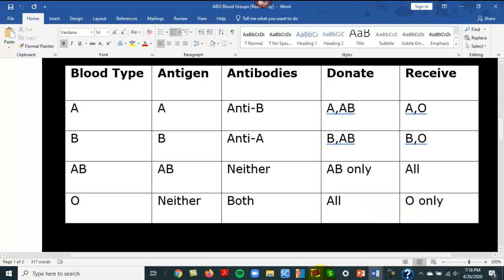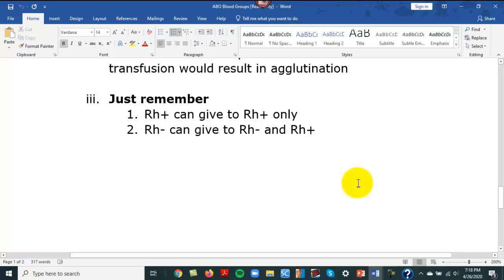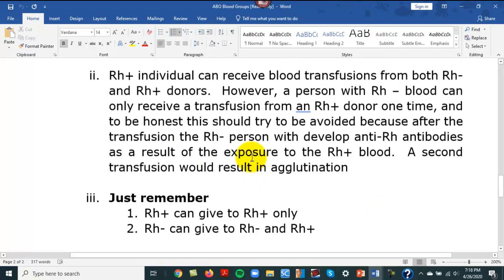Who can you receive from? Unfortunately, if you're a universal donor, you can only receive from O. If you're O positive, you can receive from O negative and O positive. If you're O negative, you can only receive blood from O negative. You can't receive from positive. Okay, and just keep that in mind when you're doing this.